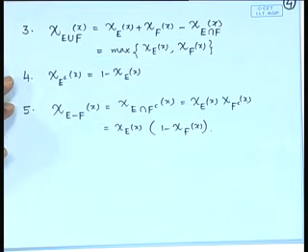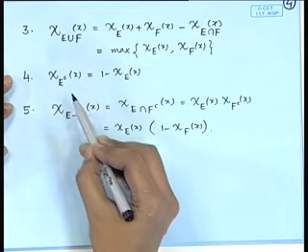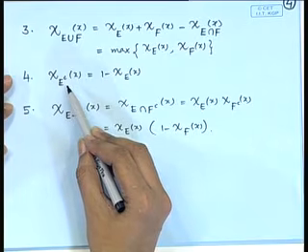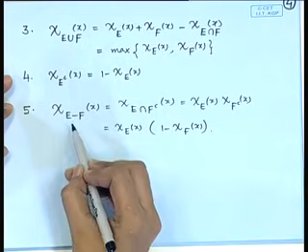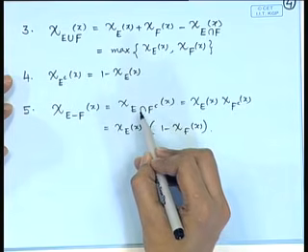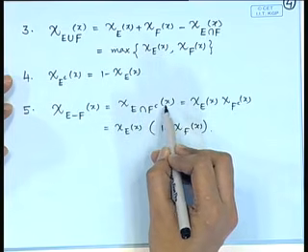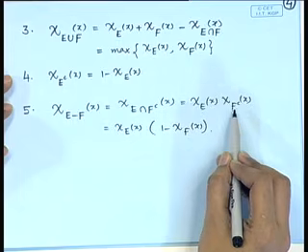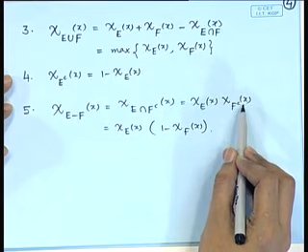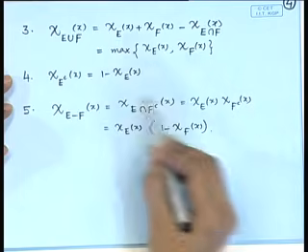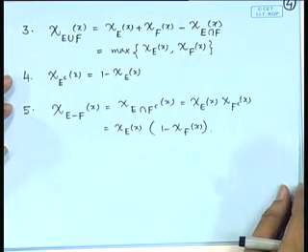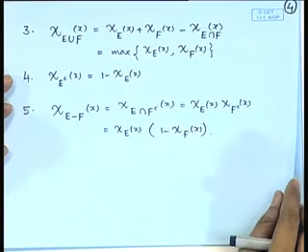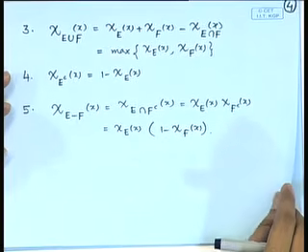The other properties of the chi function, for example, chi of E complement is equal to 1 minus chi E. Chi of E minus F is equal to chi of E intersection F complement at x, which is chi E times chi of F complement from property 2, and chi of F complement from the above property is equal to 1 minus chi F of x. So, these are some of the useful relationships for the indicator function.